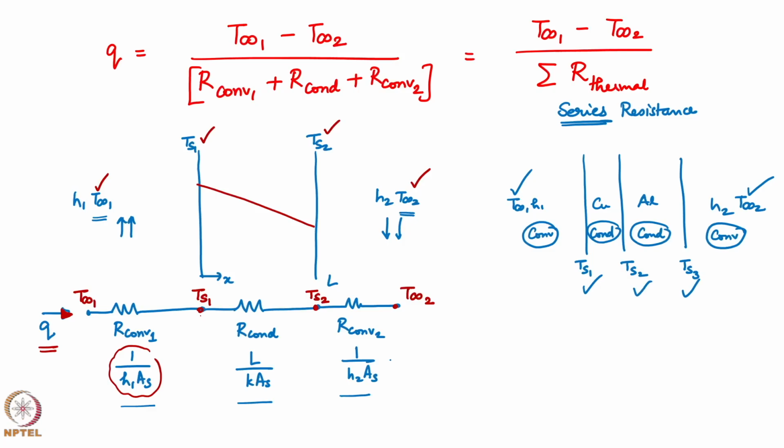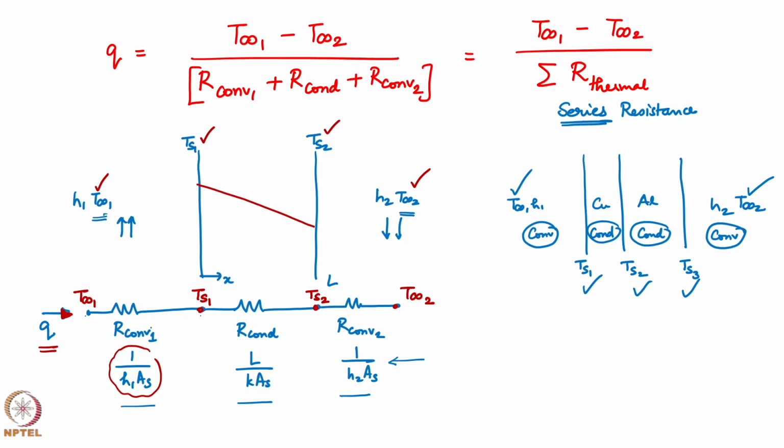Hello everyone. In the last module, we looked at the concept of thermal resistance for a plane wall with one convective boundary condition on this side and one on the other side. We said that when you have multiple resistances in the direction of heat transfer, across temperature differences T infinity 1 and T infinity 2, you add them and treat them as resistances in series.